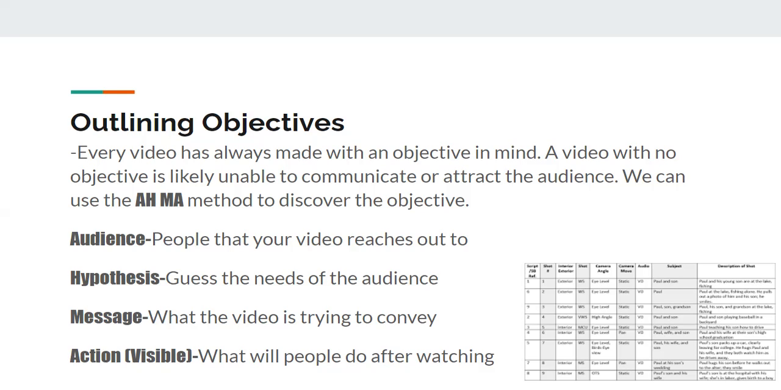So, firstly, audience, which is the people that your video will reach out to. You need to identify the needs of your audience first, which is the hypothesis. You make an intelligent guess on what appeals to a particular group of audience. Then it will be easier to identify what kind of content you should use and in which method you should film the video to make sure that the engagement rate is at its highest.